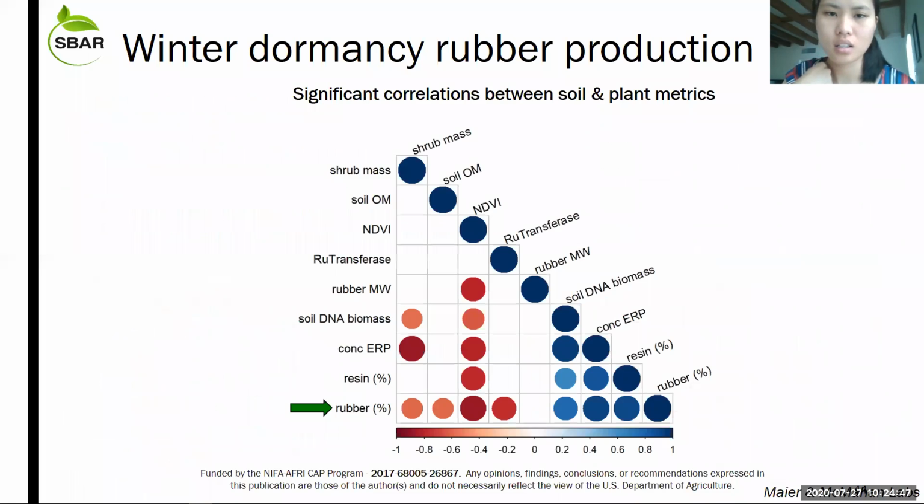Next, we looked at correlations between soil and plant metrics. The red dots are negative correlations and the blue are positive. If you look at the bottom row, indicated by the green arrow, you can see that there is a positive correlation between soil DNA biomass and percent rubber.